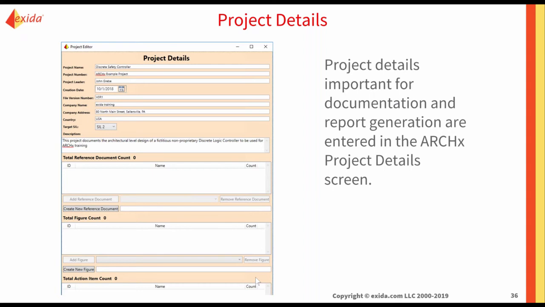ARCHx has a project details screen where we can enter all the rough information, all the detailed information about a project, all the information you need to properly document which project, which version, who's working on it, when was this done, and all the information you need to generate reports that functional safety assessors need to see.